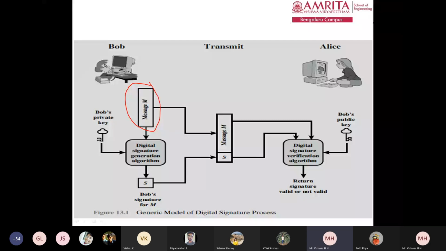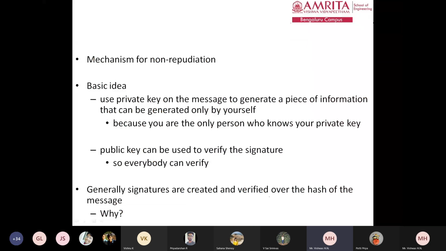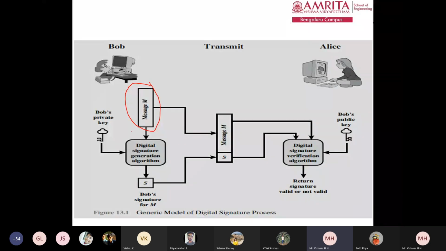Here, students, in this diagram you are only seeing the authentication process, not the integrity process. As asked in the previous question, generally signatures are created and verified over the hash of the message, because it provides integrity also. If you directly encrypt the message, giving the message and Bob's private key as input to the digital signature generation algorithm, you receive Bob's signature. You are not taking the hash code of the message, so you cannot prove the integrity.